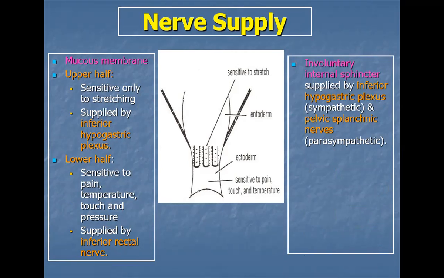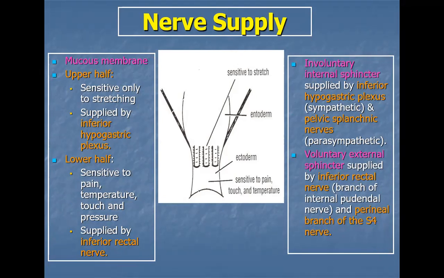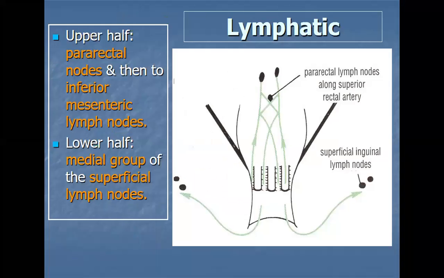Coming to the involuntary internal sphincter, it is supplied by the inferior hypogastric plexus, sympathetic, and the pelvic splanchnic nerve, which is parasympathetic. It is involuntary, so it is supplied by the autonomic nervous system. Coming to the voluntary external sphincter, it is supplied by the inferior rectal nerve, a branch of the internal pudendal nerve, and the perineal branch of the S4 nerve. These are somatic nerves supplying the voluntary sphincter, which can be controlled by us.